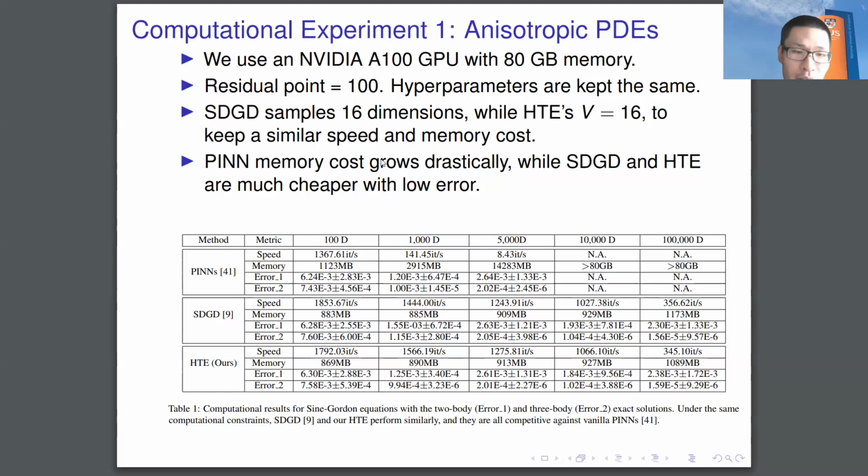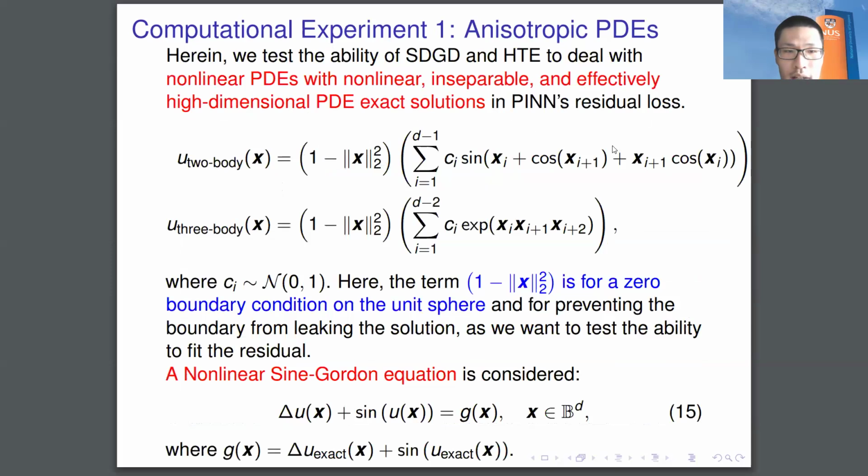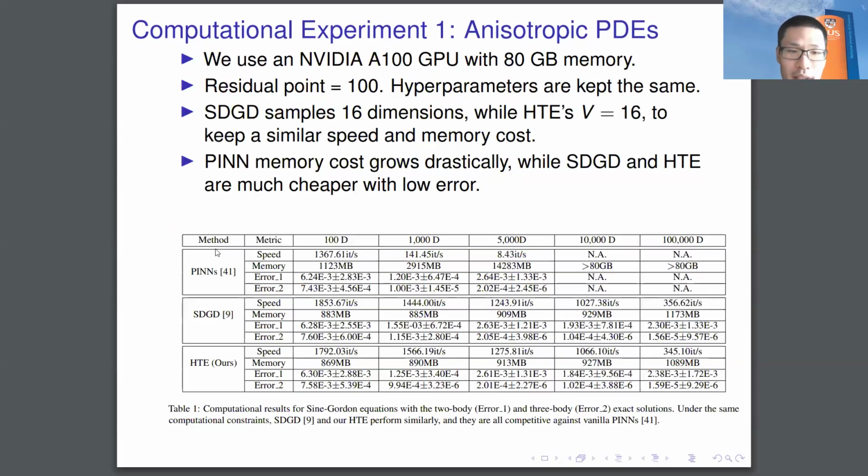And in terms of performance, error 1 refers to the relative L2 error for the two-body interaction in the previous slide, and error 2 is the result for the three-body solution. The key is that in lower dimensions, like 100, 1000, and 5000, the convergence results of PINN, SDGD and also HTE are similar. So there's no harm if we sample dimension or use the Hutchinson trace estimate. It can still converge to a relatively good point.